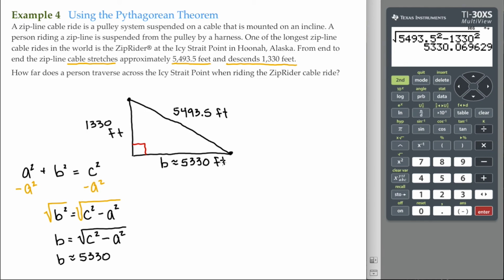So we answered this. You have a zip line cable that stretches 5,493.5 feet. It's descending 1,330 feet. So how far are you going to travel across the land? Well, that's 5,330 feet. And there you go.